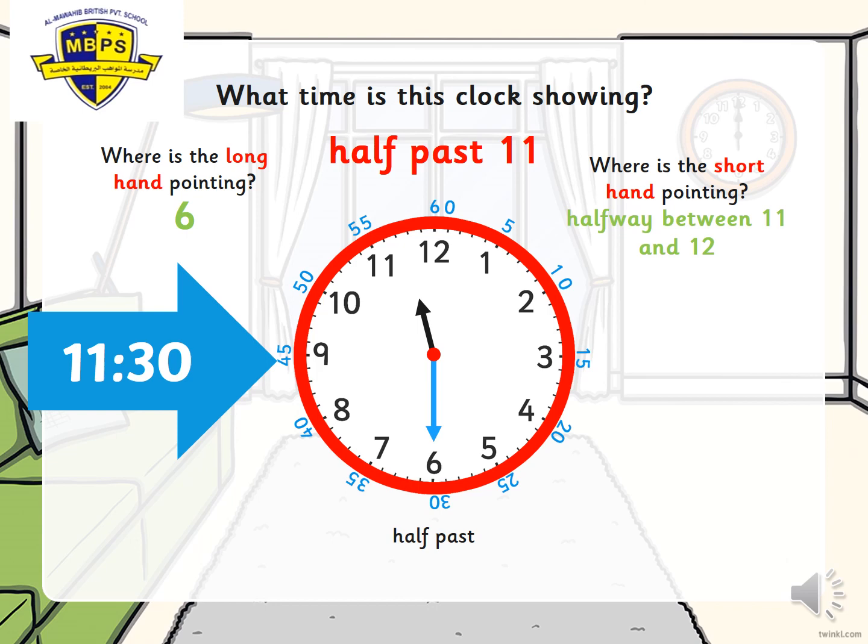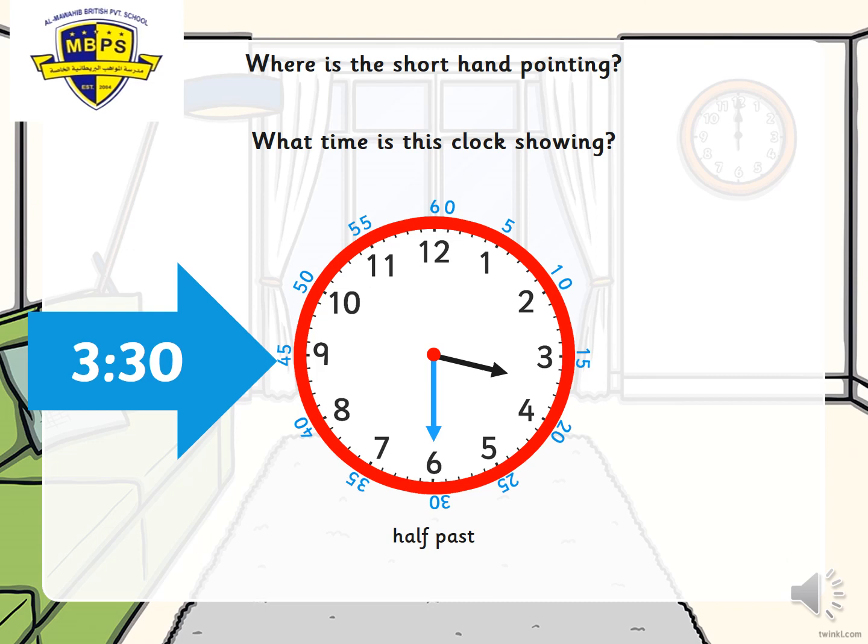Because the long hand points to 6, and the short hand is halfway, in the middle between 11 and 12. So it's 11:30. Can I say it's 12:30? Did I touch the 12? No, I passed the 11, but I didn't come to the 12 yet.